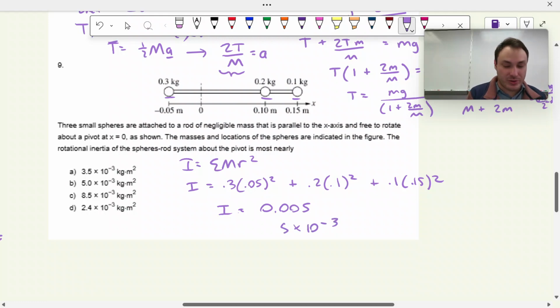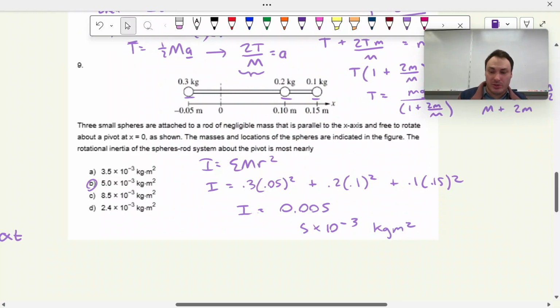All right, that's actually one of our answers there. And the units of moment of inertia are kilograms meters squared. All right, that was the MCQ. Let's move on to the FRQ.